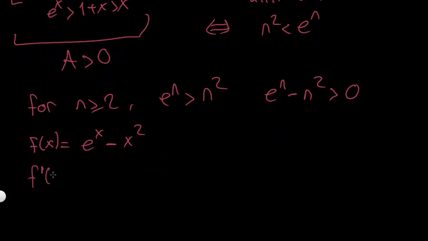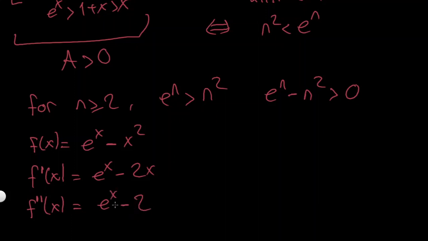So I can take the derivative f prime x, and it's going to be e to the x minus 2x. So do I know this is positive? Well, not exactly. It would just be cheating. So how can I do this? I can take one more derivative, and this is going to be e to the x minus 2.